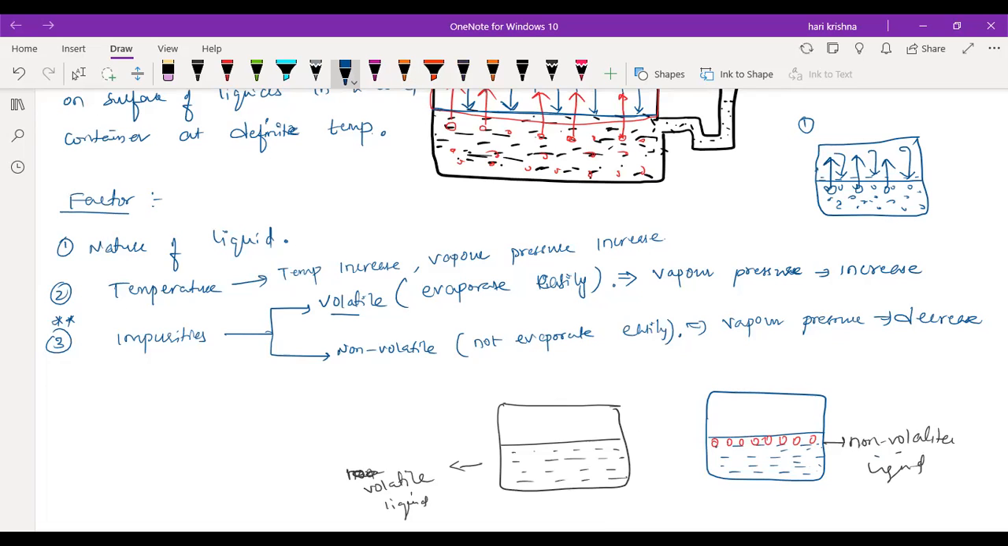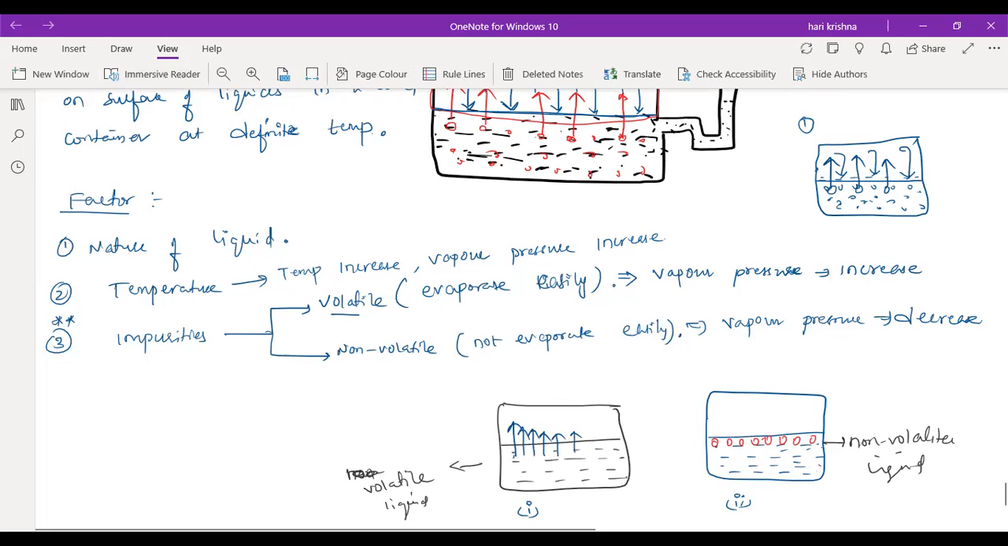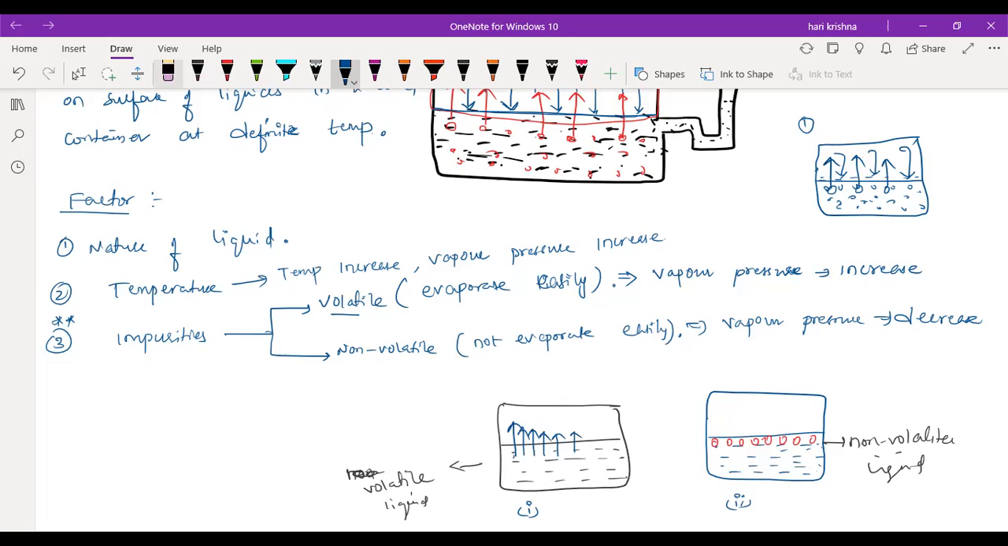Here there are no particles to stop the movement, right? In the case of this first one, there are no particles to stop the movement of particles from liquid to gaseous phase, so more particles will move from here to here. Then how can we show that? Like you can draw the circles. More particles are moving. One minute.